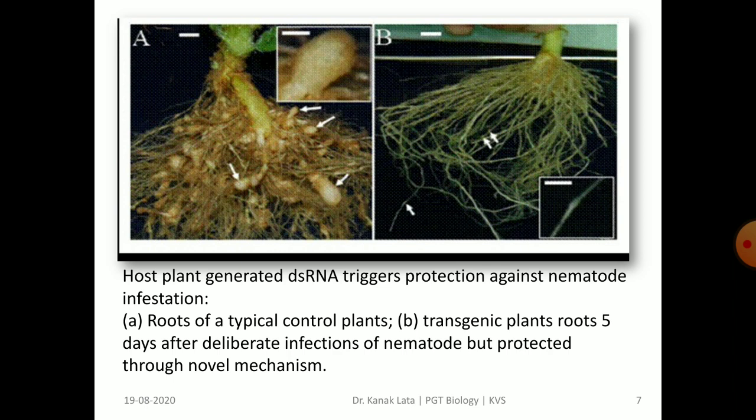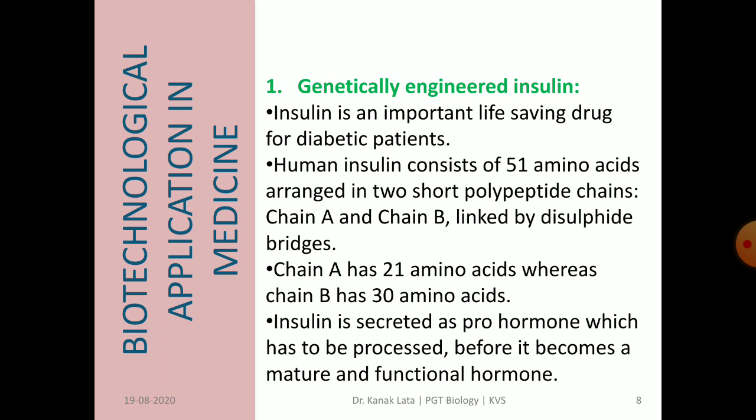Here is the figure which shows host plant generated double-stranded RNA triggers protection against nematode infestation. Figure A shows roots of a typical control plant and figure B shows transgenic plant roots 5 days after deliberate infection of nematodes, but they are protected through a novel mechanism. Now let us see what are the biotechnological applications in medicine.